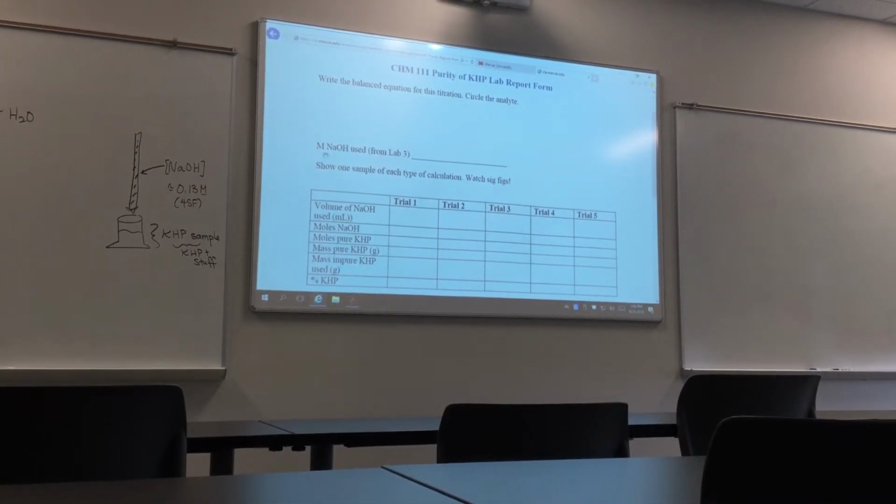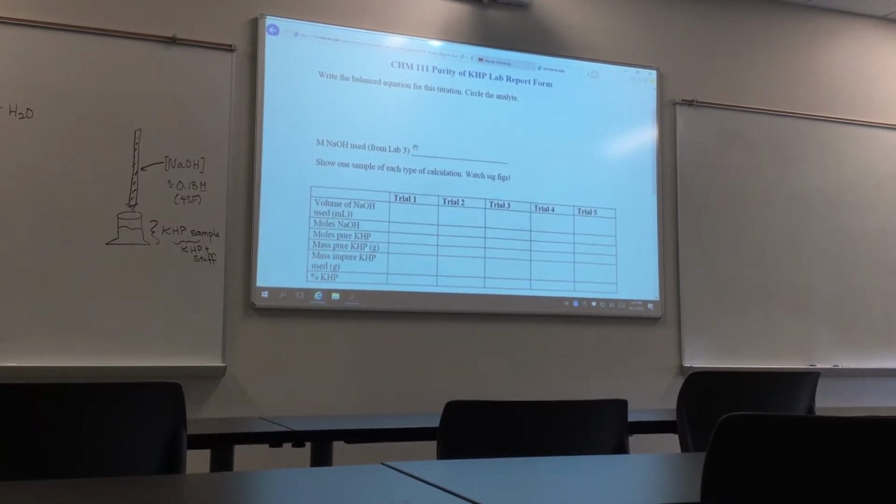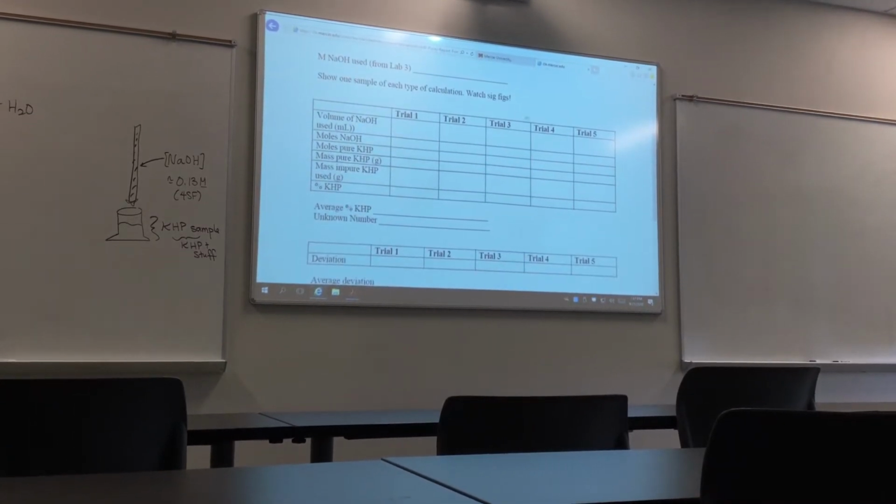Now note, molarity of sodium hydroxide used. This is the standardization of sodium hydroxide. This is where you're going to put that value. It should have 4 significant figures, and it should be close to 0.13 molar. If it's not, make sure you check with me about your calculations. And then down here, you're going to fill out this chart.